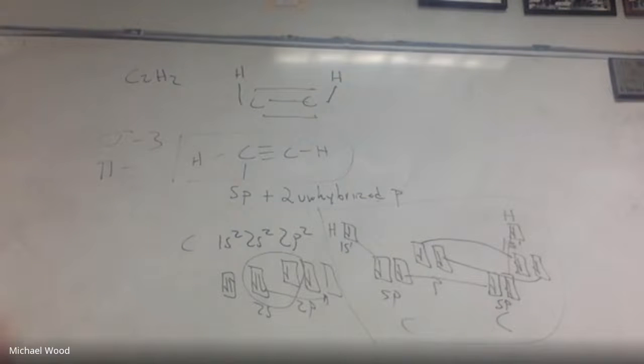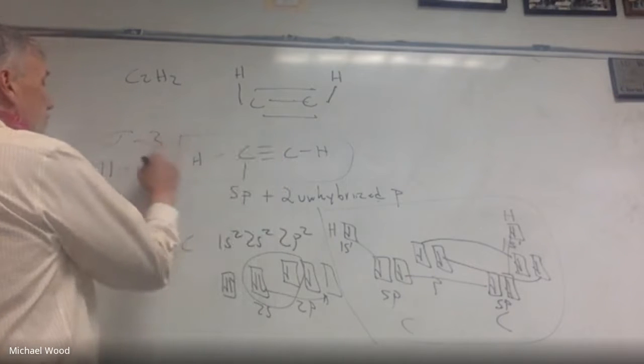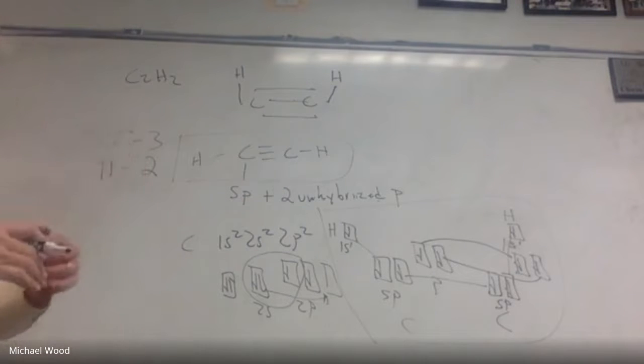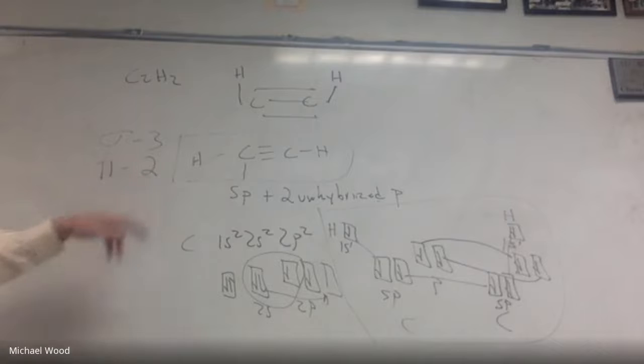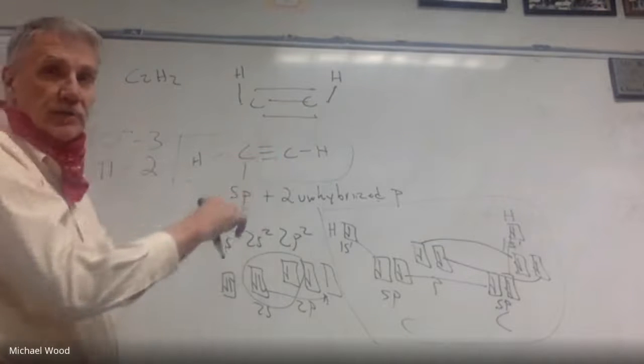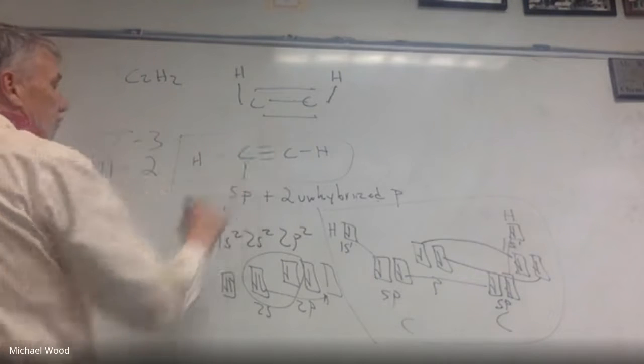And the pi bonds are the second and the third bond in a double or triple bond. So pi bonds are weaker, and they're technically above or below the plane of the bond. So this would have 2 pi bonds. So this has 1, 2, 3 sigma bonds, and it's got 1, 2 pi bonds.